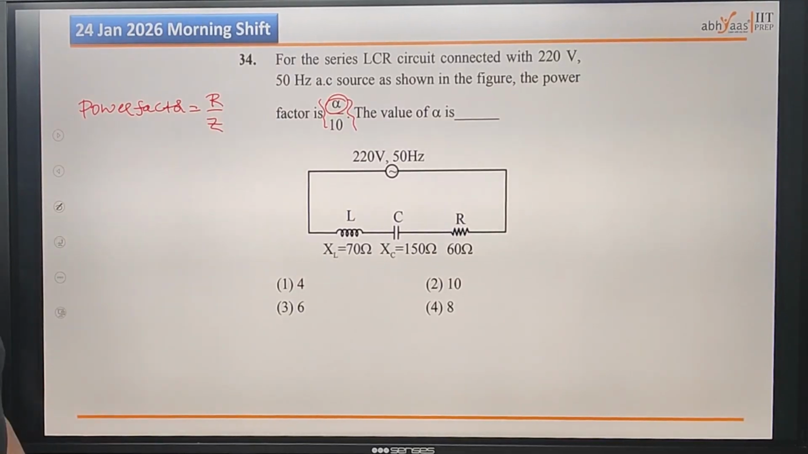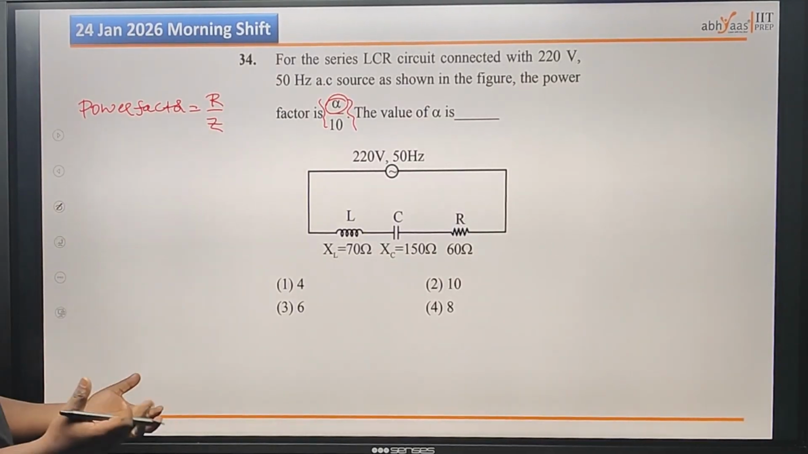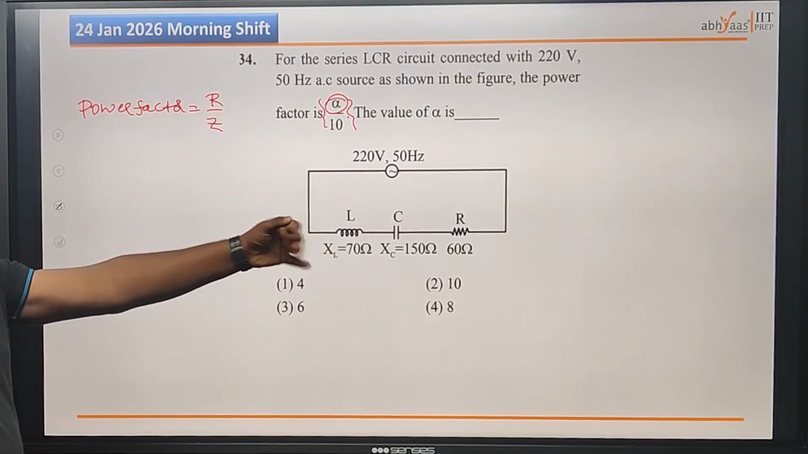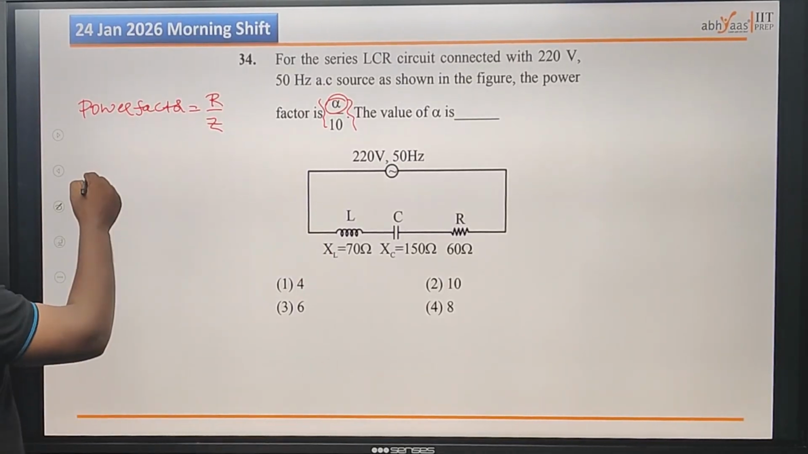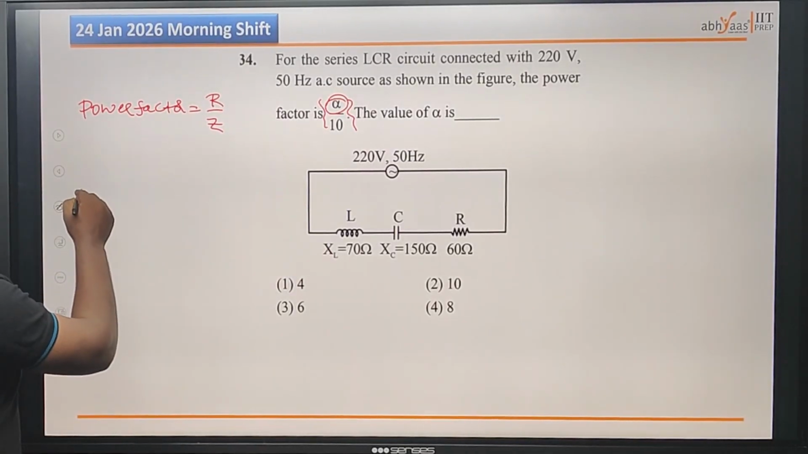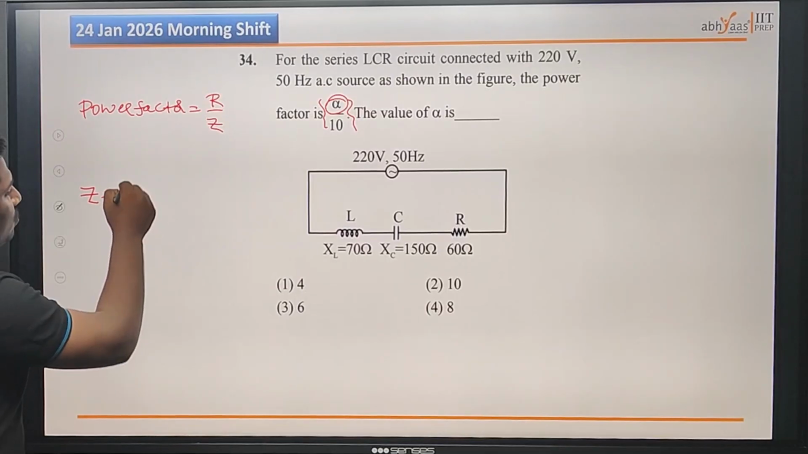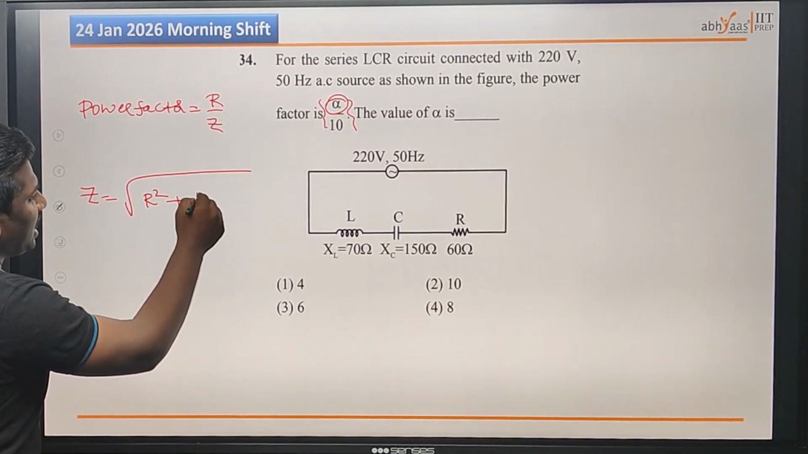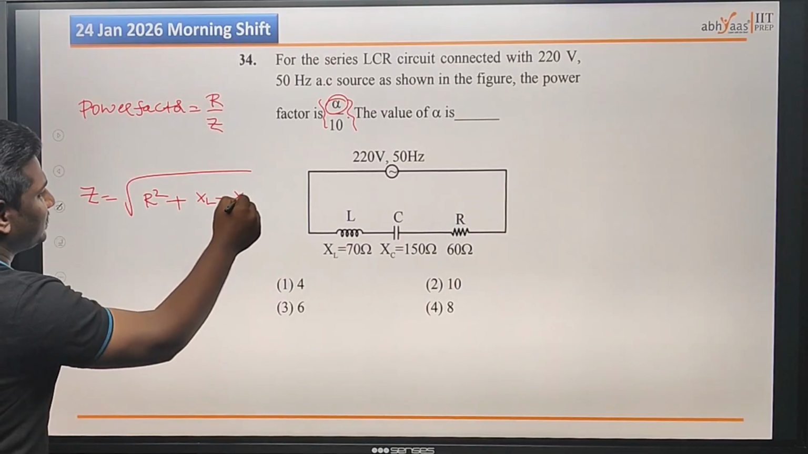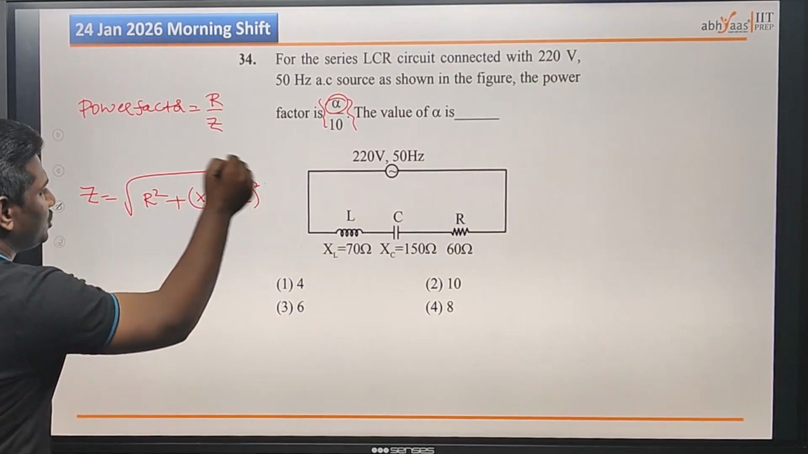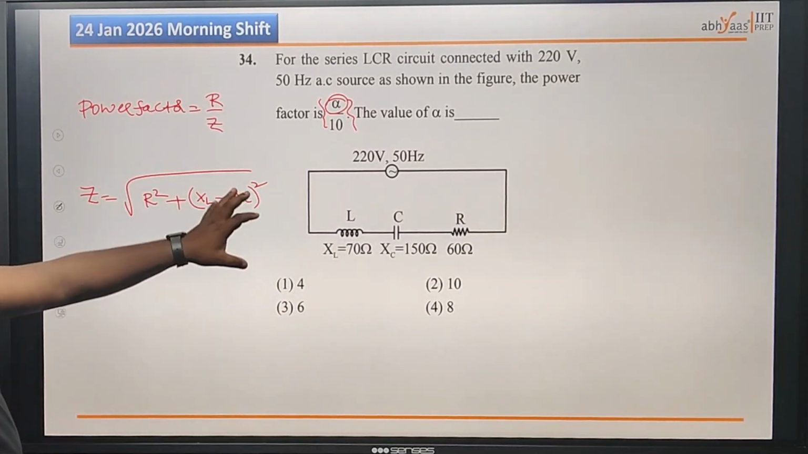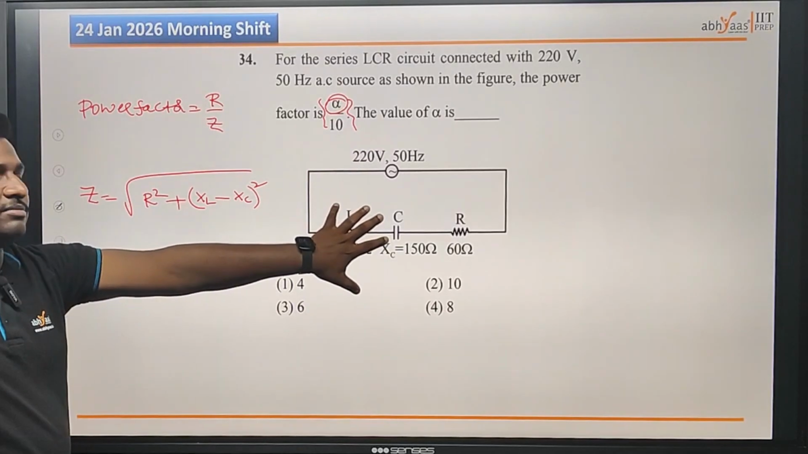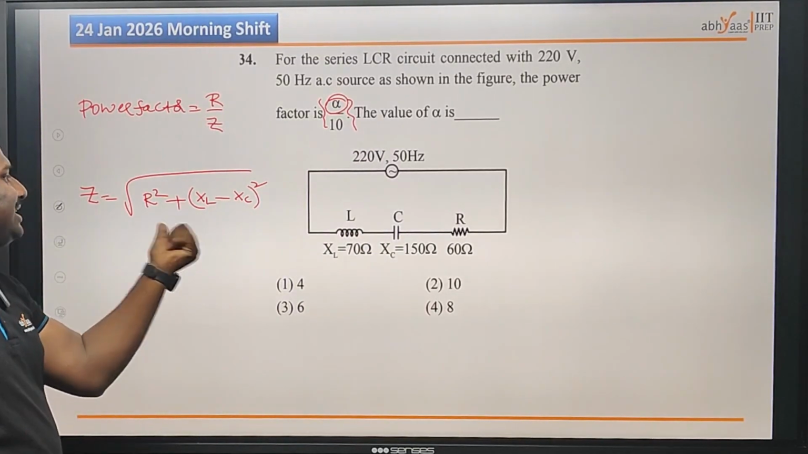R by Z. What is the Z? Z is nothing but impedance. What is the impedance in an LCR circuit? So Z can be written as under root R square plus (XL minus XC) whole to the power 2. They have given all the values in the diagram. You have to just substitute and simplify.